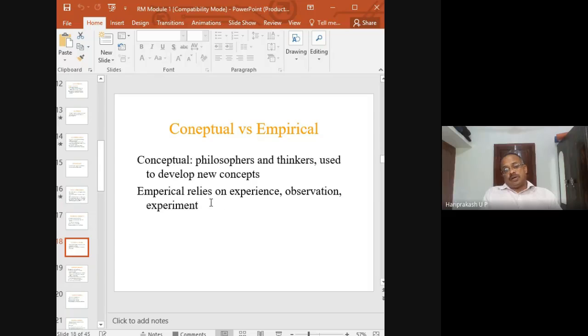So data for conceptual research or empirical research. Conceptual research is where it is concepts. The people are coming with concepts. Empirical research is where the research is done through experience, observation, and experiment. That is the difference.